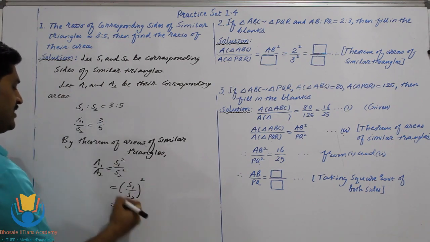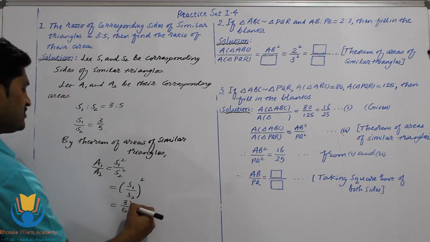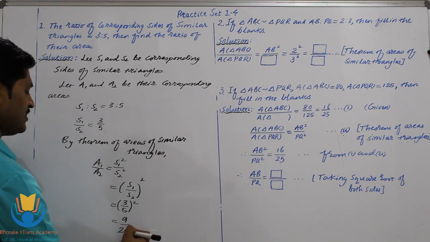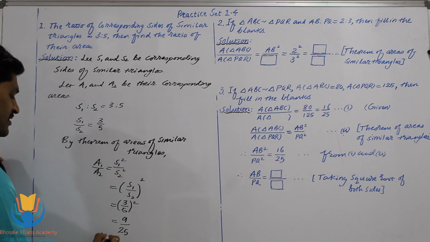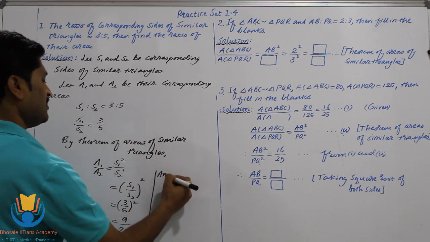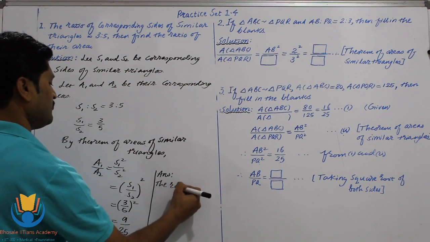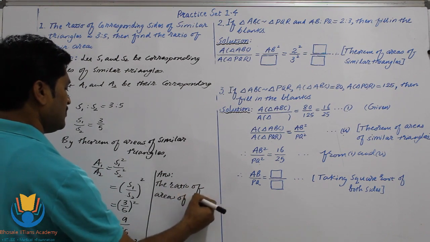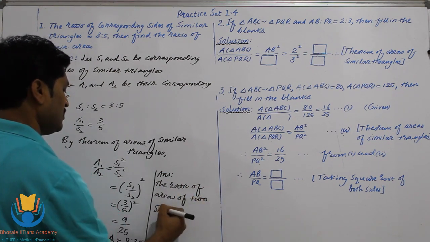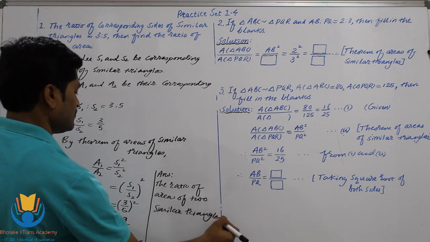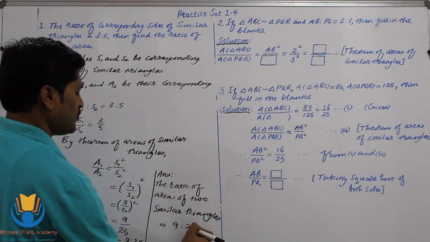So let's substitute its value. So this 3 upon 5 is the value of S1 upon S2. So 3 square is 9 and 5 square is 25. So the value of this A1 is to A2 is 9 is to 25. So same we will write in words. The ratio of areas of two similar triangles is 9 is to 25.